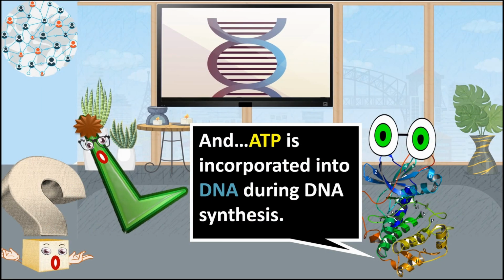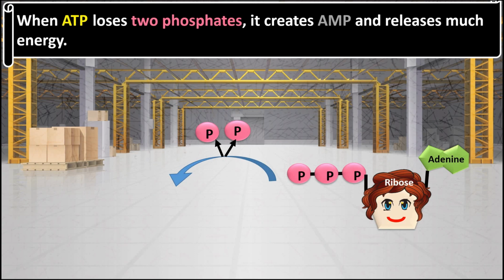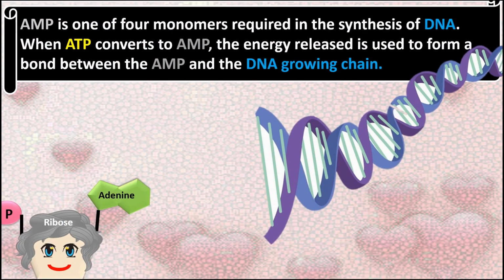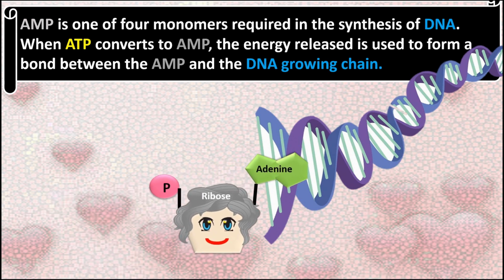and ATP is incorporated into DNA during DNA synthesis. When ATP loses two phosphates, it creates AMP and releases much energy. AMP is one of 4 monomers required in the synthesis of DNA. When ATP converts to AMP, the energy released is used to form a bond between the AMP and the DNA growing chain.